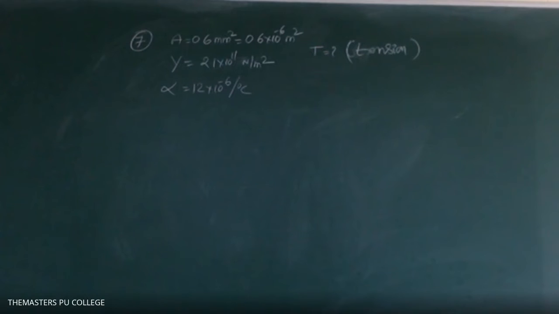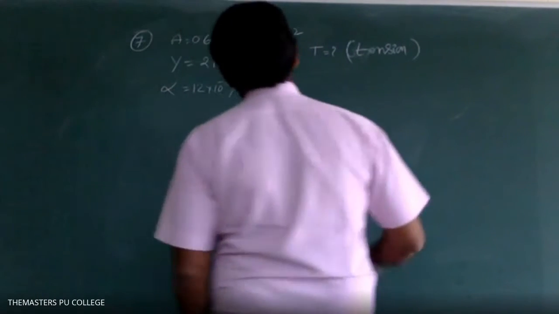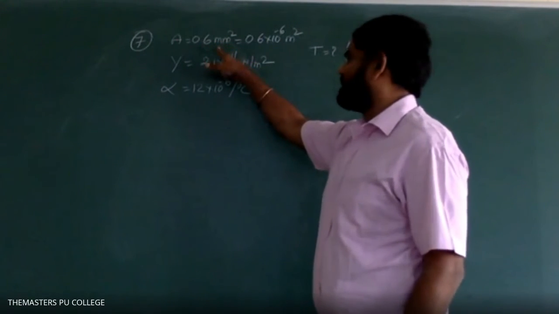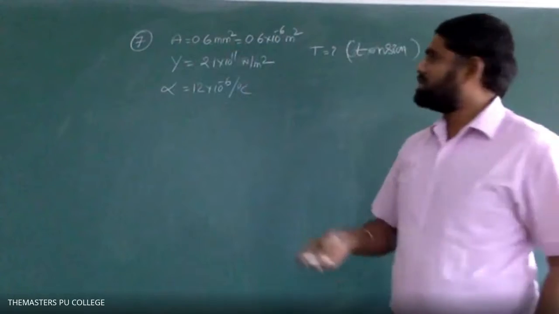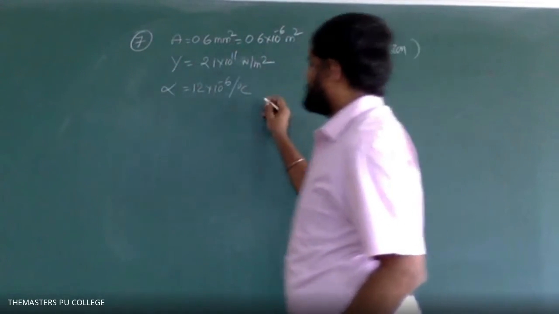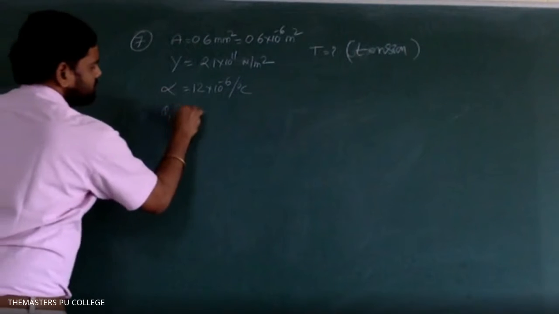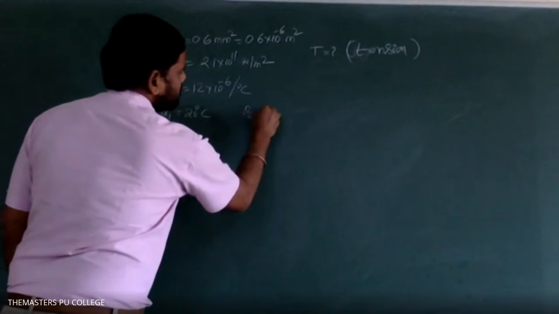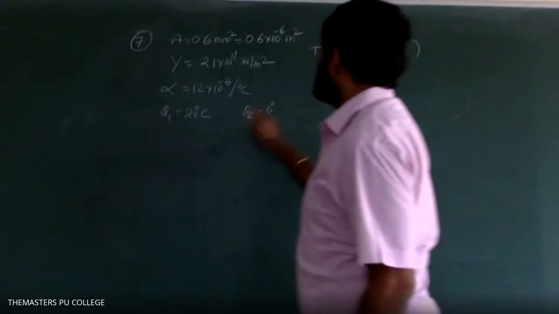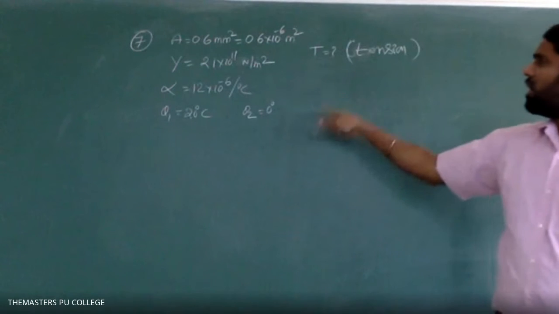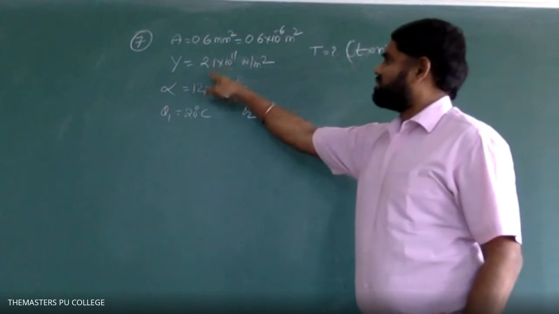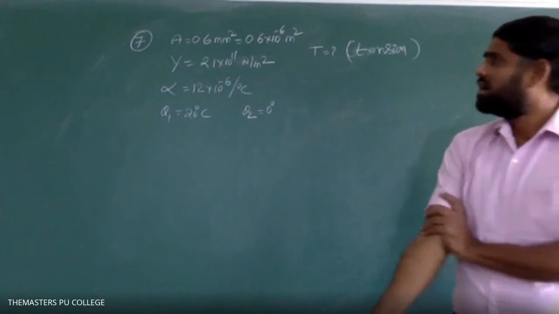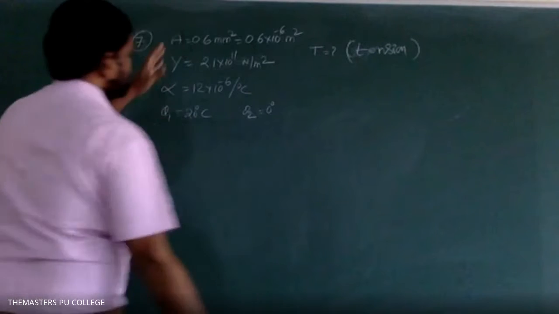Understand the problem first. A steel wire of cross-sectional area 0.6 millimeter square is clamped between two rigid supports at 20 degrees centigrade, so theta 1 is equal to 20 degrees centigrade. When the temperature drops to 0 degrees centigrade, what is the tension developed in the wire? They have given the Young's modulus of the material and the coefficient of linear expansion of the material.